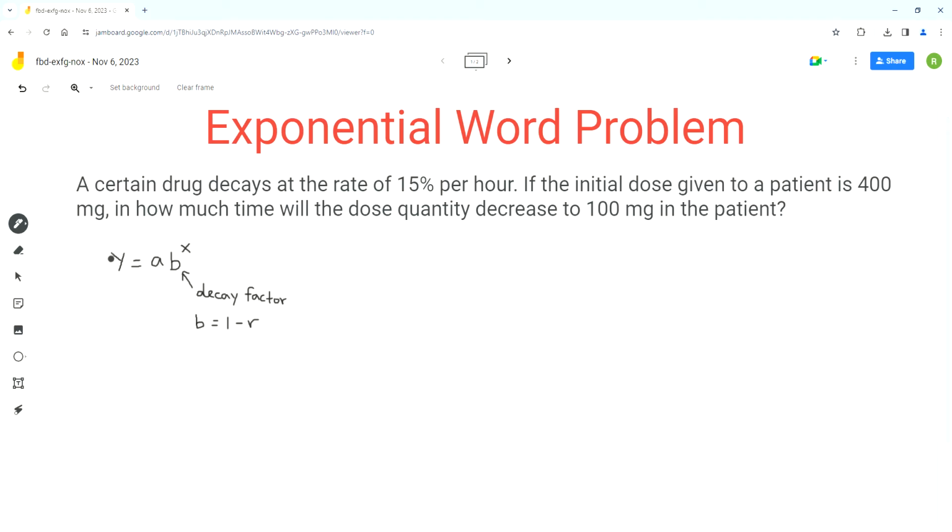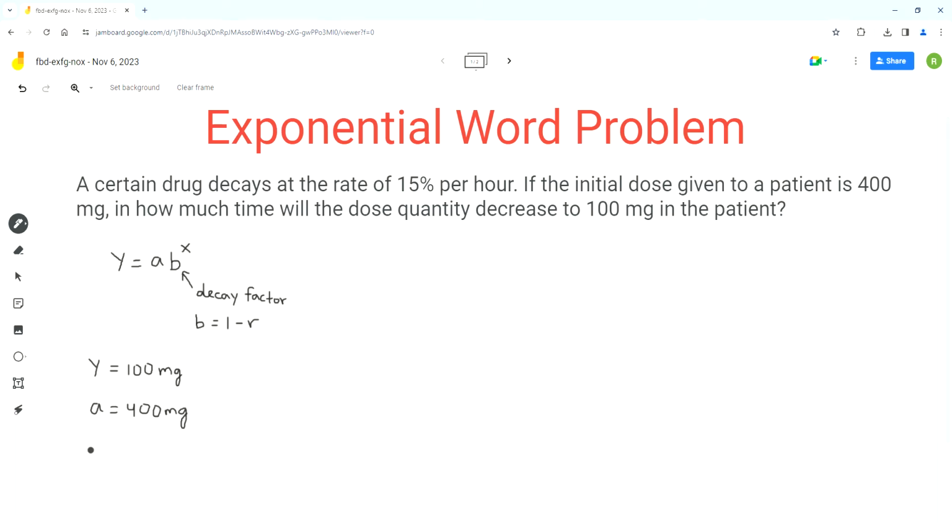So y here represents the final amount. The initial dose is 400 milligrams and we have to find in how much time the quantity will decrease to 100 milligrams. So y is equal to 100 milligrams, and a, the initial or starting amount, is 400 milligrams, because as per the problem, that's the initial dose.